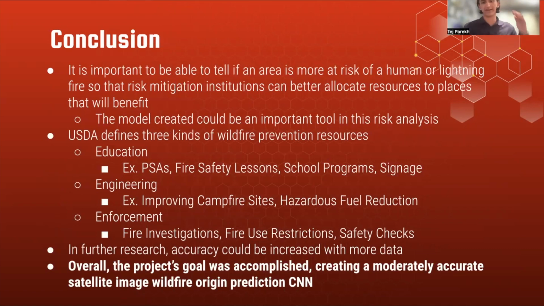So overall, the project goal was definitely accomplished, creating a moderately accurate neural network to predict wildfire origins.